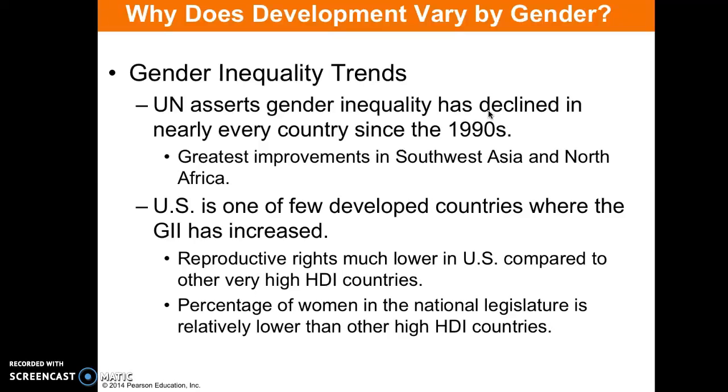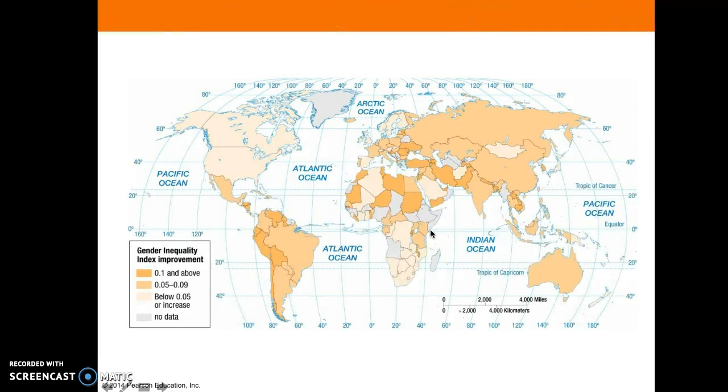The U.S. is one of the few developed countries where the gender inequality index has increased. The reproductive rights are lower in the U.S. compared to other highly developed HDI countries. And the percentage of women in the national legislature is lower than other HDI countries, although it is creeping up slowly. I don't remember the number in your book, but I thought it was 17% when your book was published. And now it's up to 19, almost 20%. So this one is on the rise. But the reproductive rights section, with maternal mortality and teenage pregnancy, they're also on the rise.